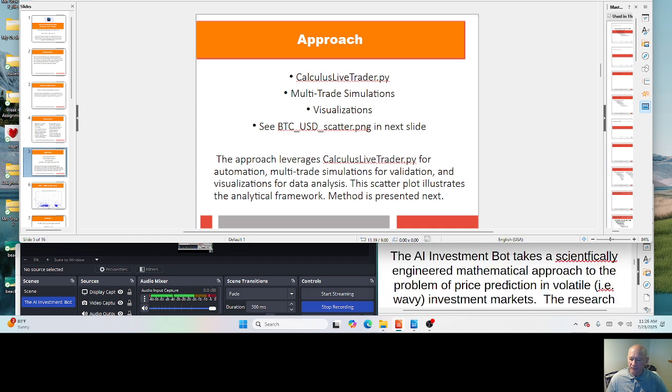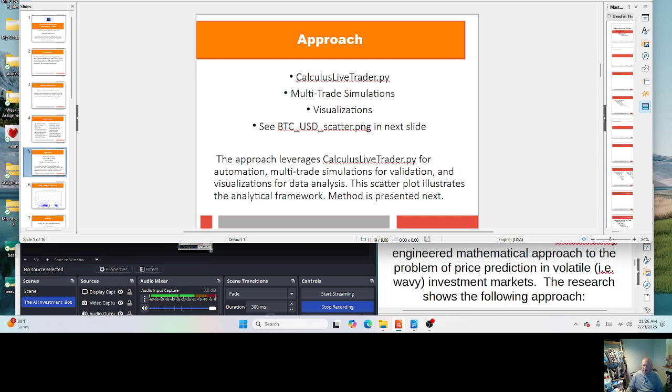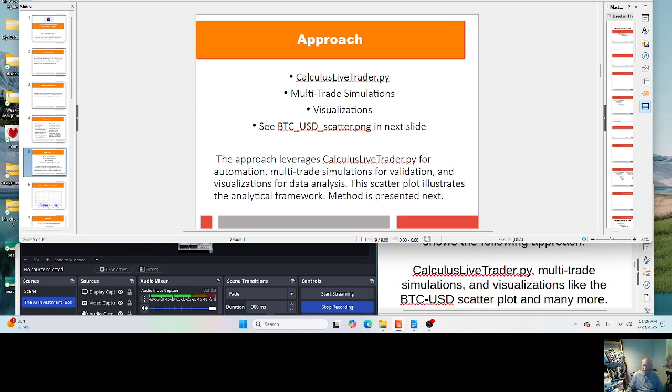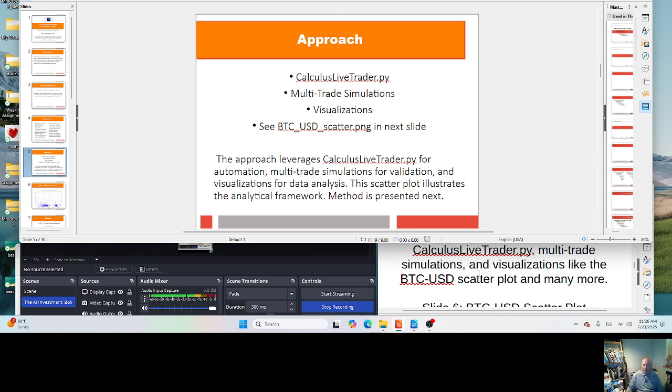Slide 5, the approach. The AI investment bot takes a scientifically engineered mathematical approach to the problem of price prediction in volatile, i.e., wavy investment markets. The research shows the following approach: calculus live trader, multi-trade simulations, and visualizations like the BTC USD scatter plot, and many more.